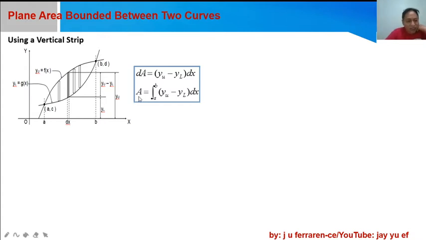So we can have the area, and this will serve as a formula if you have to use a vertical element. Now, in constructing the element, so that you can only integrate once, let your vertical strip or your rectangular element be tangent to the boundaries anywhere within the region. Okay, so that is the consideration of using the rectangular element.